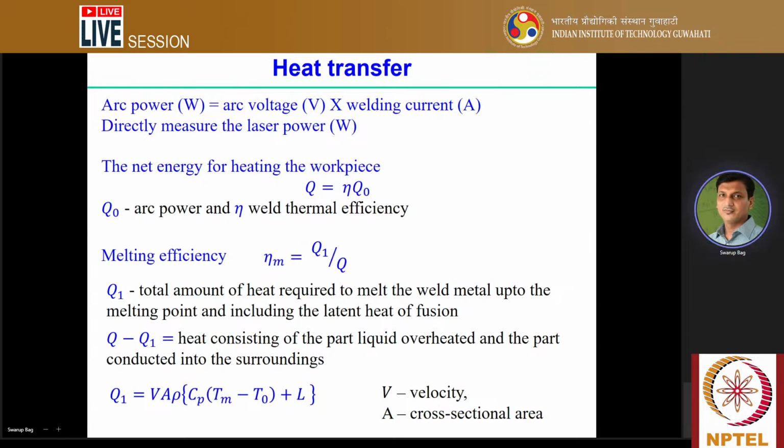Now we have to consider the efficiency also, because of the heat generated by the arc, not all heat is transferred to the workpiece. Some heat is lost because of radiation and convection once we create the arc.